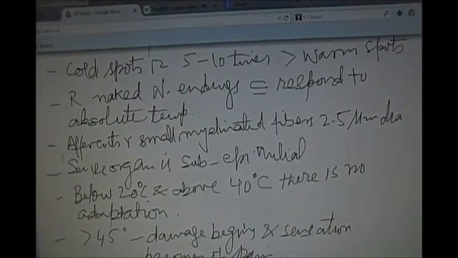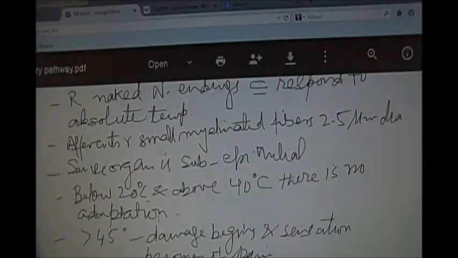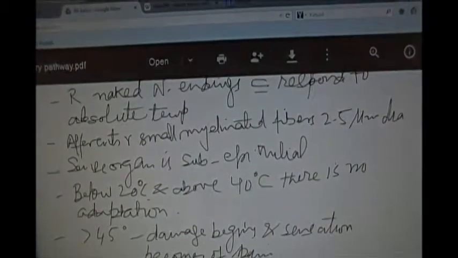From the naked nerve endings, the afferents arise. These are small myelinated fibers of 2 to 5 micron in diameter. Below 20 degrees C and above 40 degrees C, there is no adaptation, and at more than 45 degrees centigrade, the damage begins and the sensation becomes that of pain.